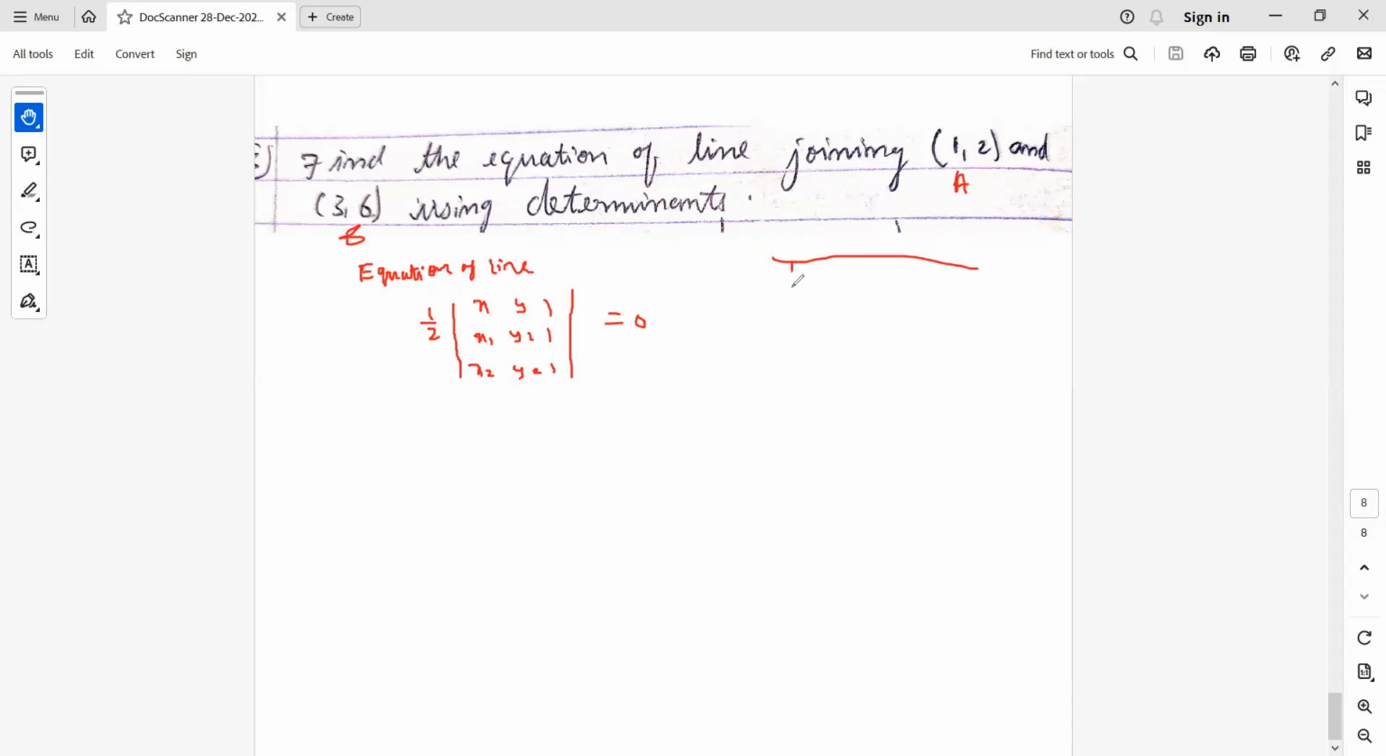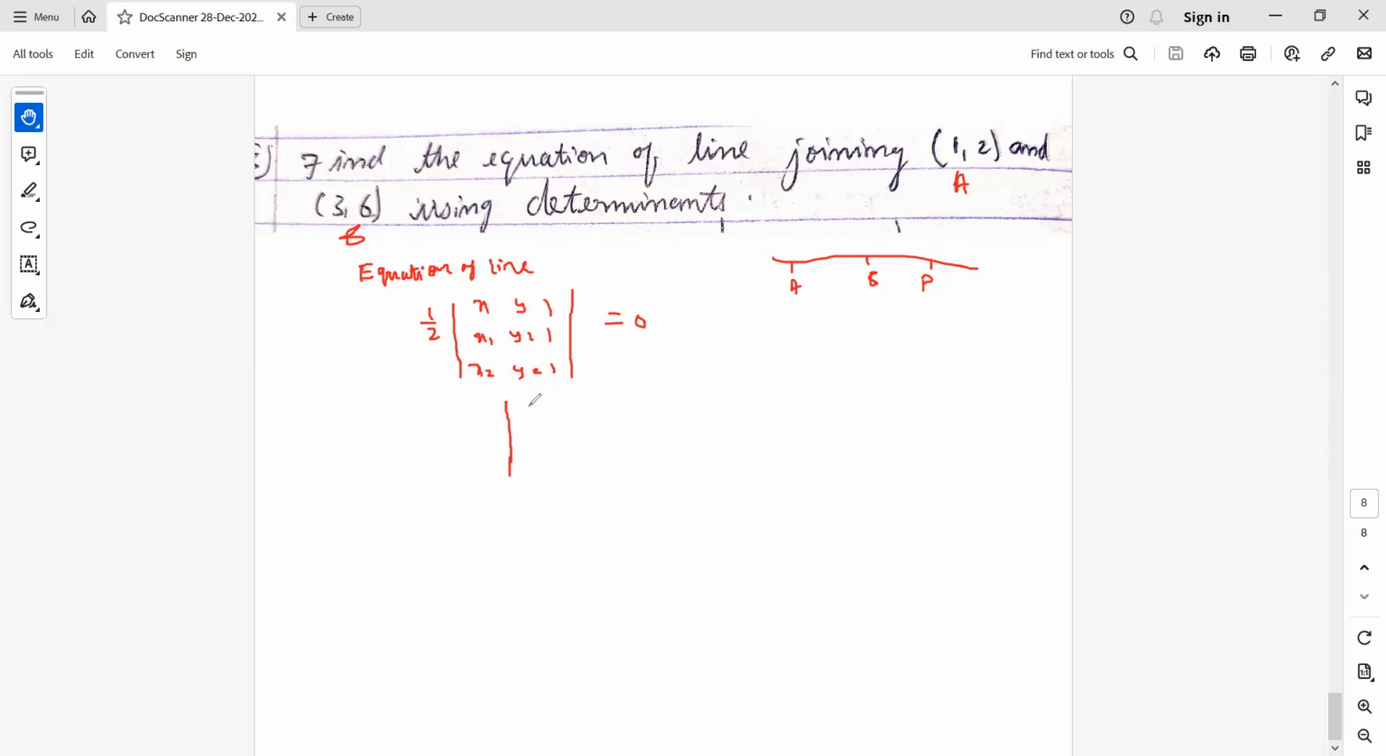Whenever the 3 points we consider are on the same straight line, the area of the triangle will be equal to 0. So to find the equation of the line, we consider the area of the triangle equal to 0. 1 by 2 into 0 is 0, so no need of simplifying 1 by 2. Shifting it to the RHS, it is 0, so directly we can find the determinant.